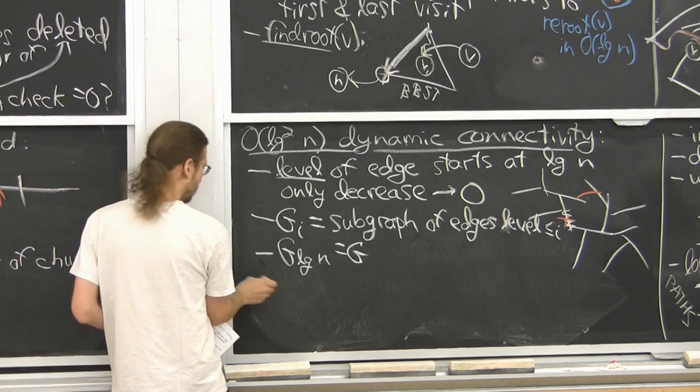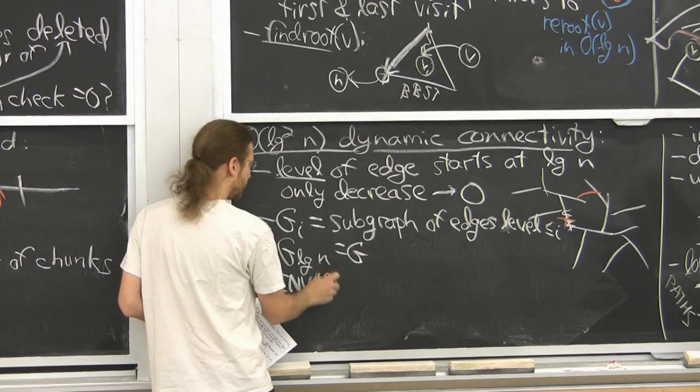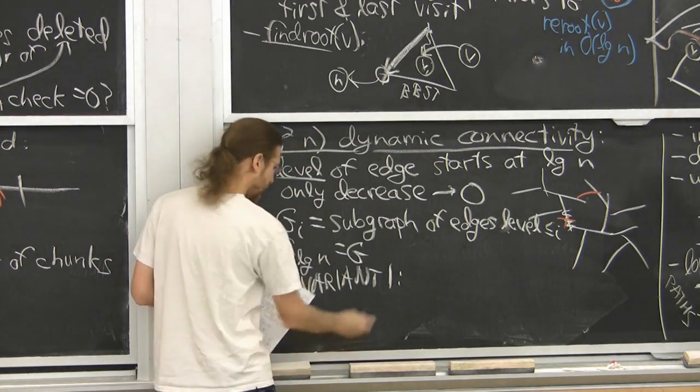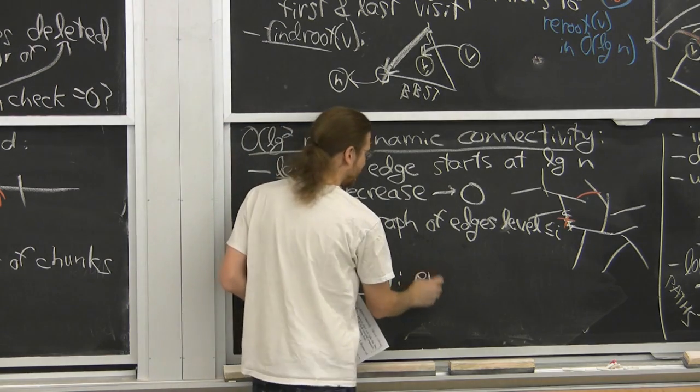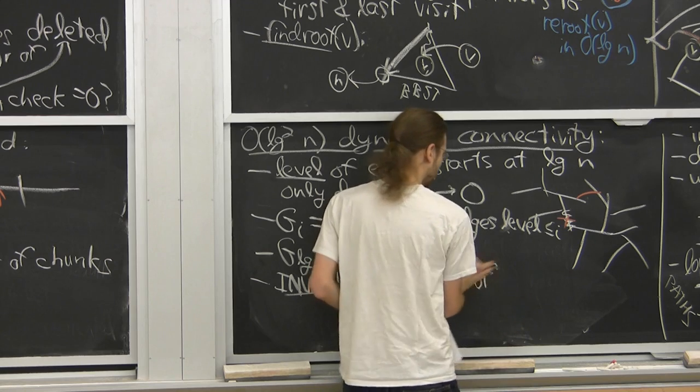Okay. And there are going to be two key invariants we have over these structures. Invariant 1 is going to be every connected component of G_i is small.